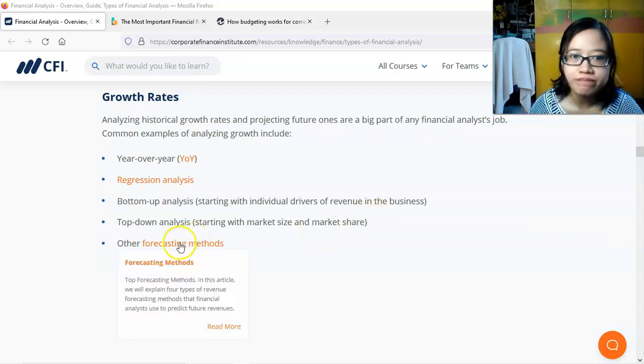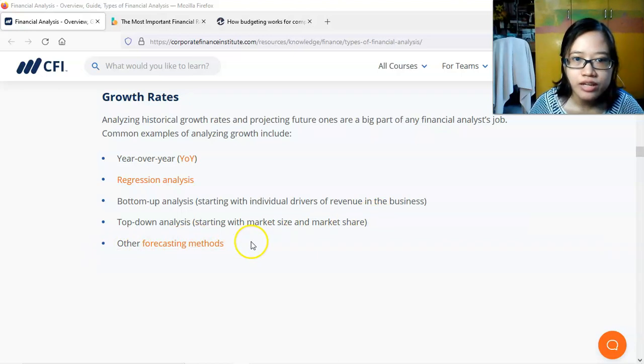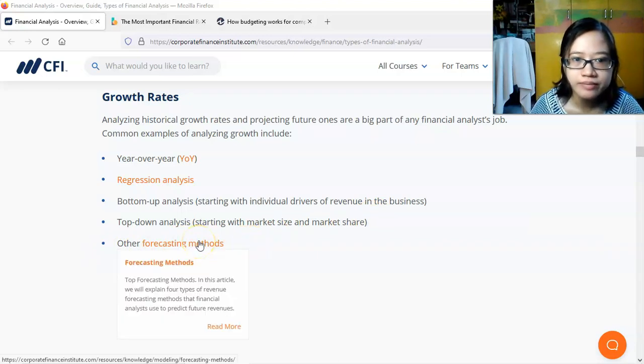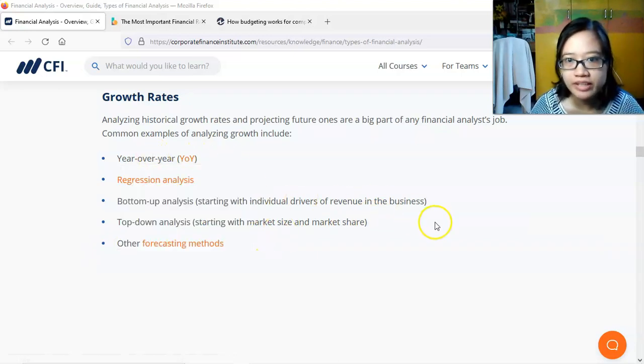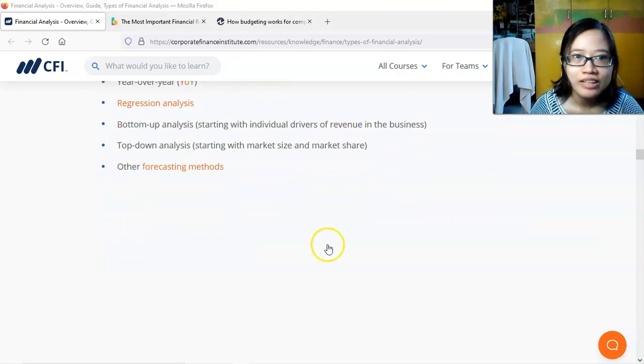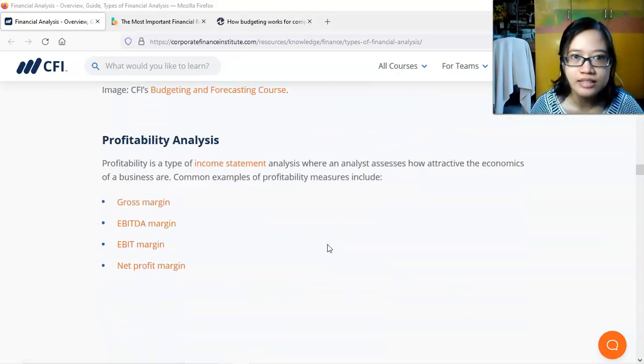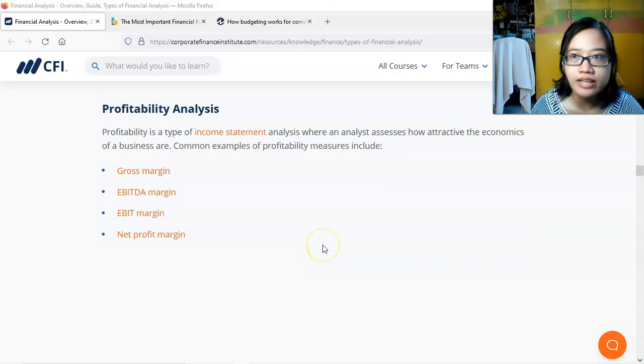Okay? And then, you have your other forecasting methods. Pero pwede mo na namang gamitin itong mga to. Okay? Growth rate. Ayan. Next, we have profitability analysis. So, pinakang performance na, bottom line performance ng company, profit. So, of course, as investors, you want to invest in companies that are profitable.